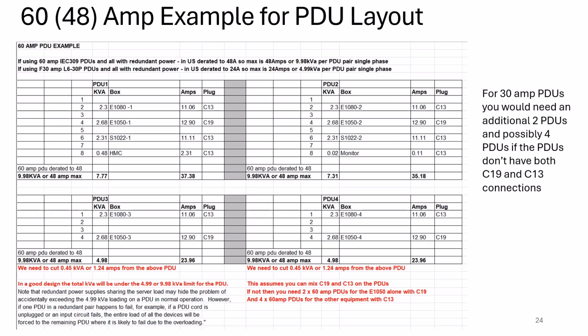And you can see I track the kVA. So if you look at the E1050, you'll notice that to each plug I assign 2.68 kVA, but it's actually the 2 power cords combined that are 5.36. So I've spread all 4 cords across multiple PDUs. I could have 2 of them on one PDU and 2 on another, but only if it's a 60 amp PDU.